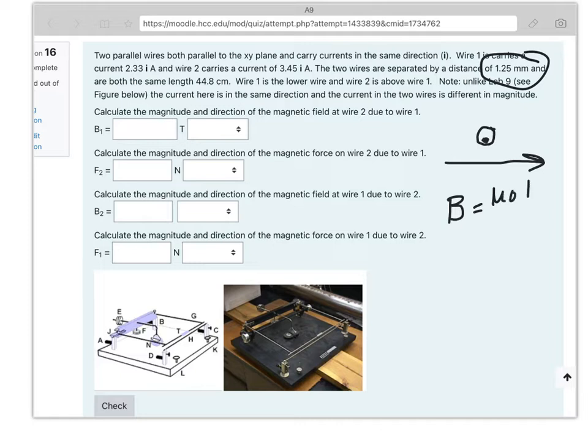And we will use B equals mu naught I over 2 pi a, where I is the current in the wire, so that's I1 because we're getting B1 at this location 1.25 millimeters above it, and a is the distance from the wire to the point. So just make sure you get all the units right. To get B, you have to change the millimeters to meters. And mu naught is a given quantity.